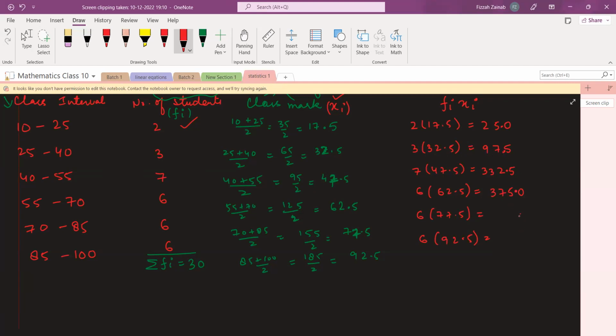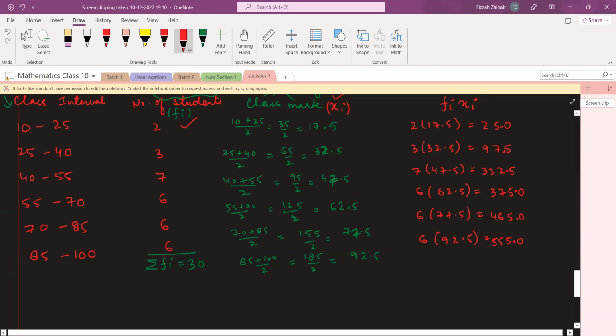6 into 5 is 30, carry 3. 6 into 7 is 42 and 3 is 45, carry 4. 6 into 7 is 42 and 4 is 46. So 465.0. 6 into 5 is 30, carry 3. 6 into 2 is 12, 15, carry 1. 6 into 9 is 54 and 1, 55. So 555.0. This is the multiplication. Right? Then you have to add all these values.